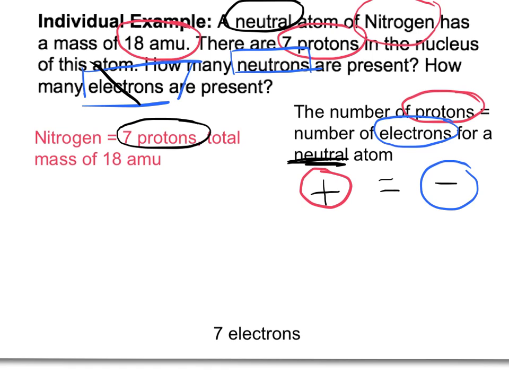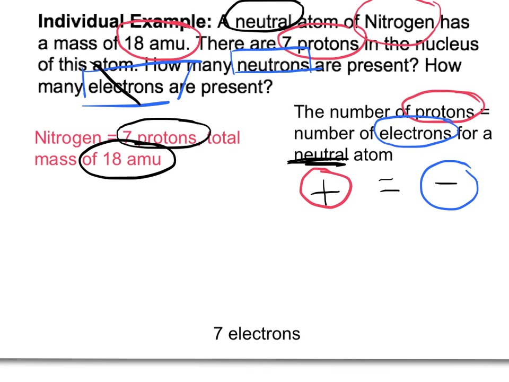How you do this is you know that the total mass is 18 AMU. How much of that mass is taken up by electrons? Well, we know that electrons don't have any mass, so none of the 18 atomic mass units are electrons. Well, how many of the atomic mass units are protons? 7 of them are. So whatever's left over is how many neutrons we have.